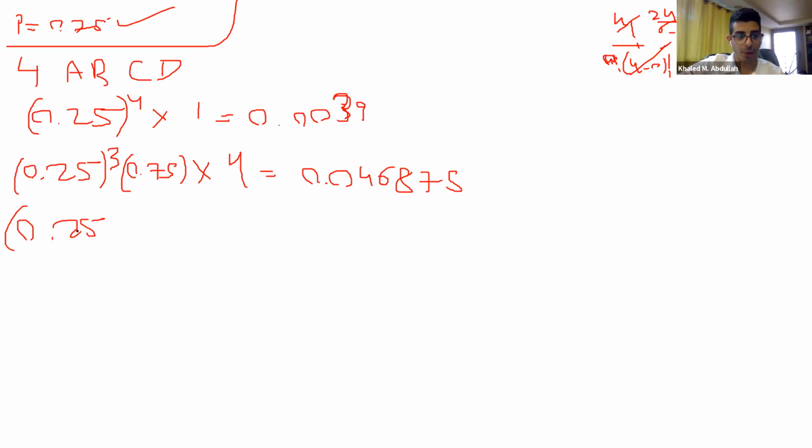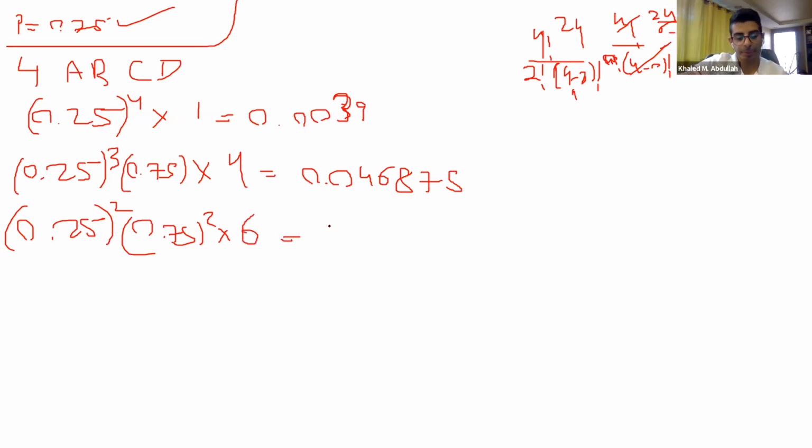0.25 to the power of 2, 2 of them being normal, while 2 of them being affected. So 0.75 to the power of 2. And then we've got to multiply by a number. So what's that number going to be? It's going to be 4 factorial over 2 factorial into 4 minus 2 factorial. So this will be 2. 2 times 2 is 4. This will be 24. 24 over 4 is going to be 6. So this will be 6.